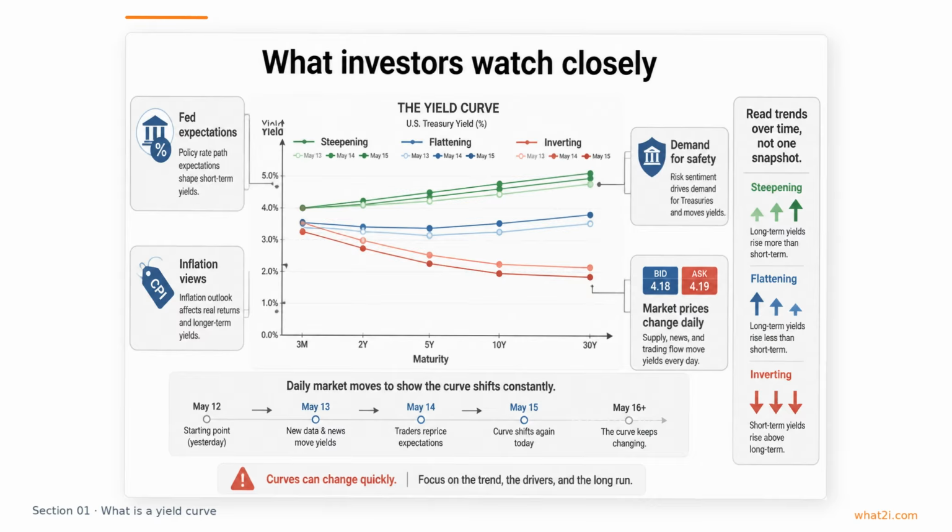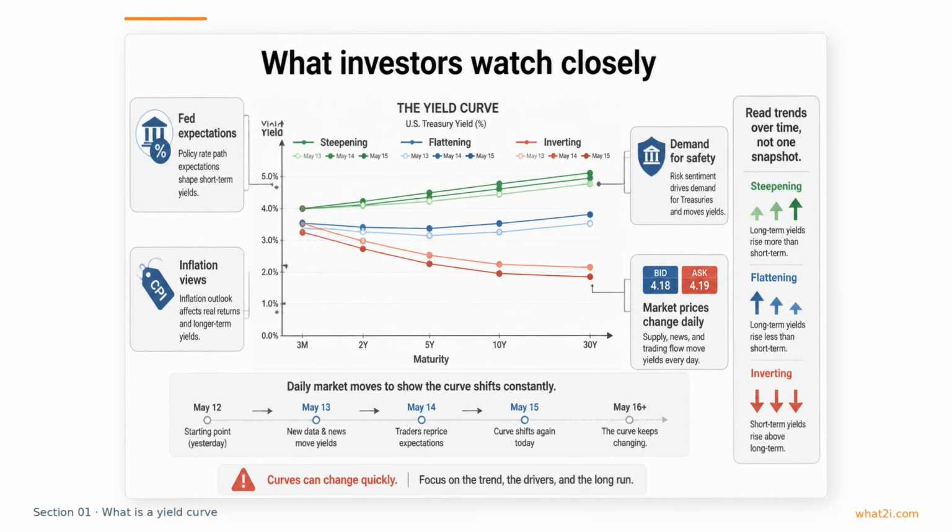It reflects expectations for Federal Reserve policy, views about inflation, and broader growth concerns. It can also shift because investors are suddenly more eager to hold safe assets, which can push some treasury yields lower. And because bond prices move every day, the curve itself changes every day as well. That is why experienced investors rarely treat a single snapshot as enough. They watch how the curve evolves over time, and they read it alongside other economic information.